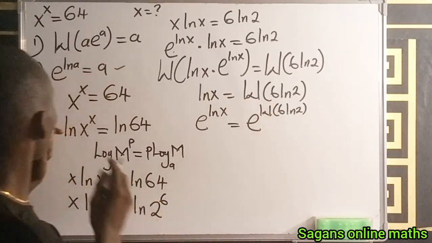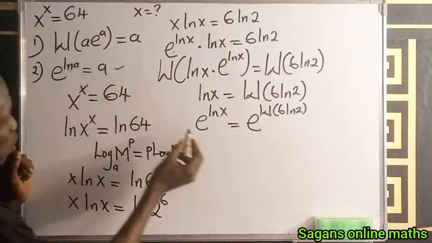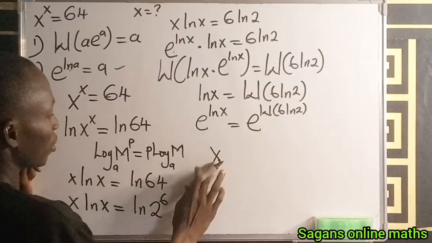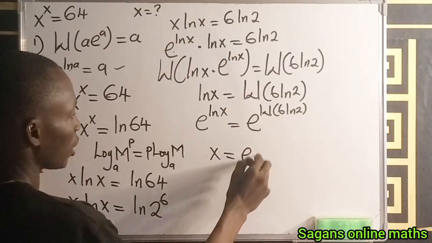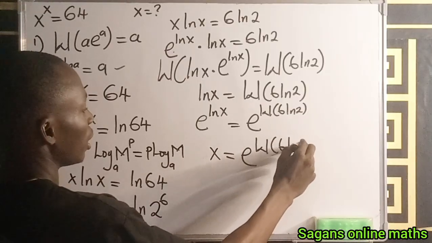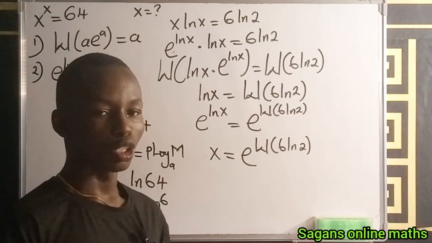Now, if you go back to the law, it says that e to the power of ln a equals a. So e to the power of ln s will just give us s, as you can see, right? So s equals e to the power of the Lambert W function of 6 ln 2, right? This is the beautiful solution to this problem.